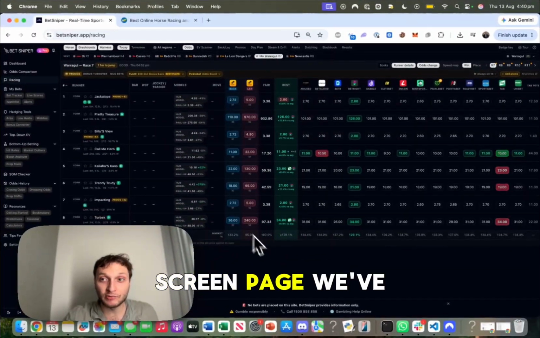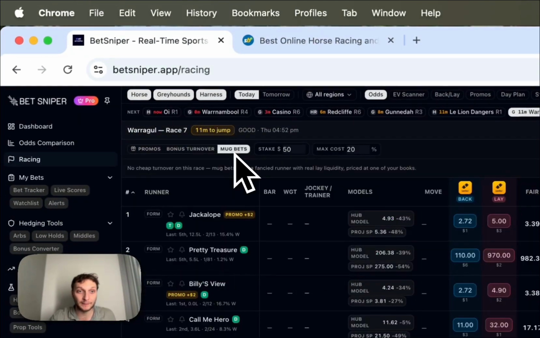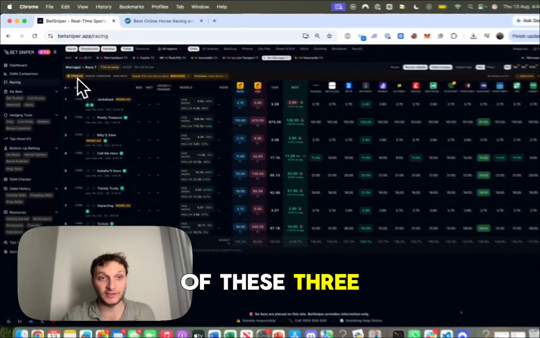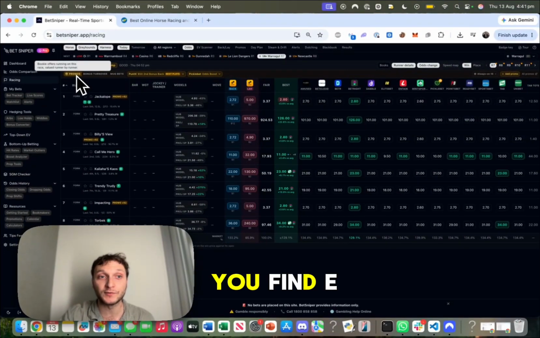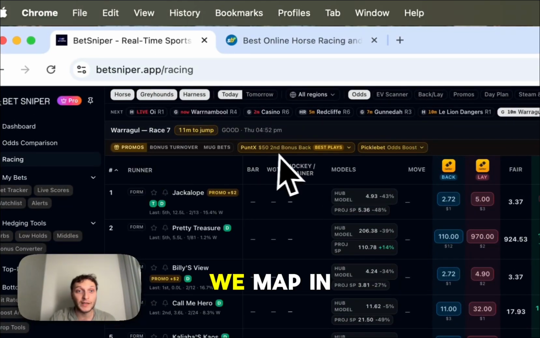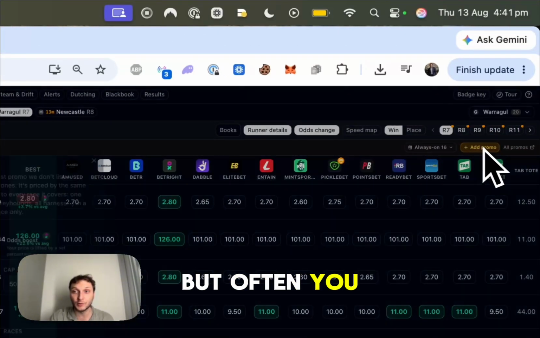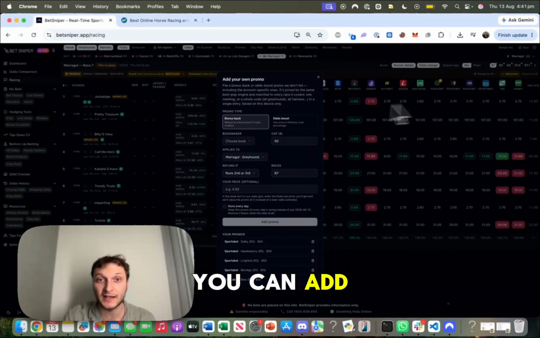On the odds screen page, we've got 3 different betting modes: promos, bonus turnover, and mug bets. We'll go over each of these 3 modes. The promos tool will help you find EV bets to place using promotions on your account. We map in the current promotions that we know are available, but often you will have custom promos on your account that you can add by yourself.